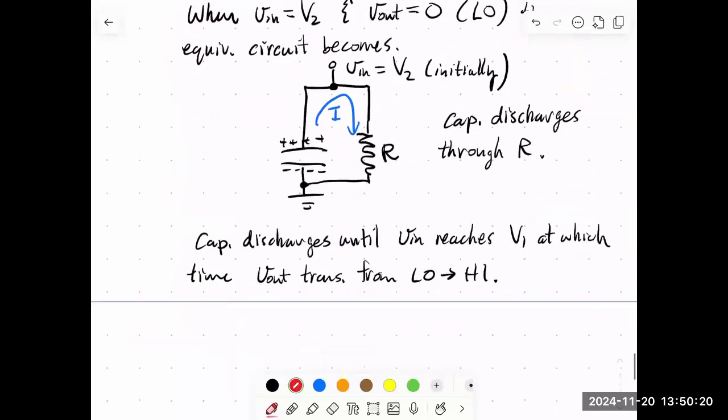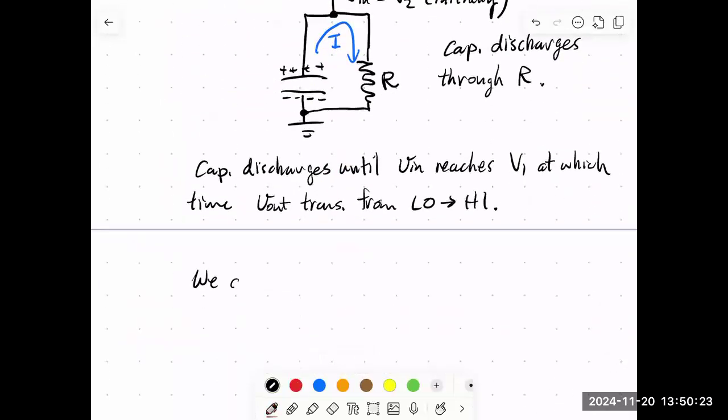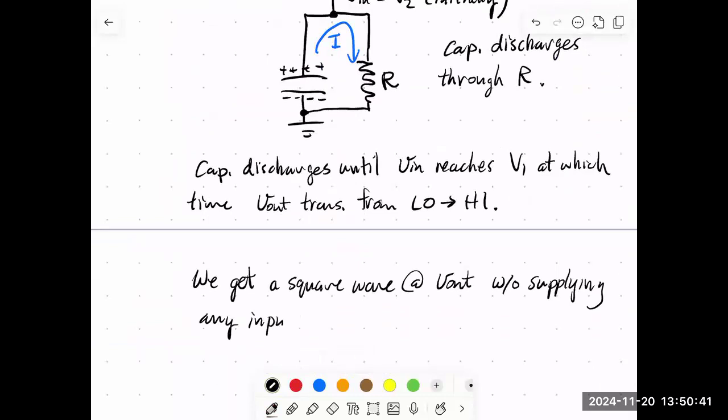Okay, so we get a square wave at V out without supplying any input. And what allows this to happen is the hysteresis in the inverter. The fact that the low to high and high to low transitions occur at different voltages, V1 and V2. And so that's the heart of the circuits that you'll build tomorrow.